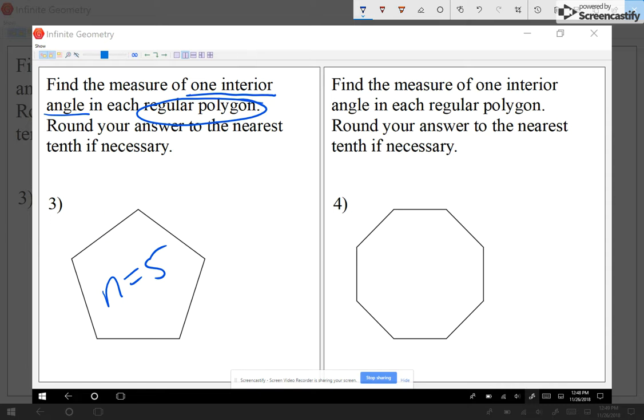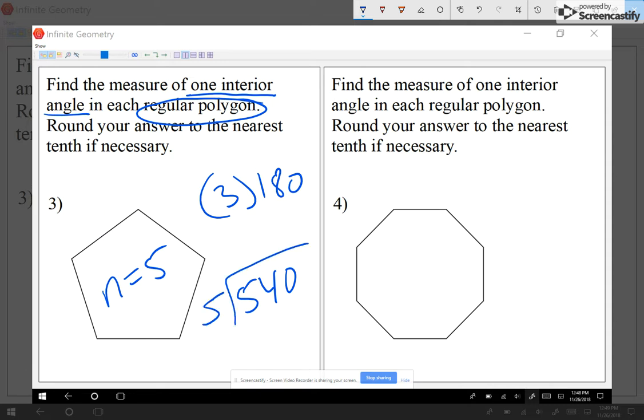I know if we wanted to add all of them, we would go 3 times 180, right? And 3 from n minus 2. 3 times 180, which is 540. That's all of them. But because I'm asking how much is one of them, I'm going to go 540 divided by 5, because there's 5 of them. 540 divided by 5 gives me, in this case, 108.